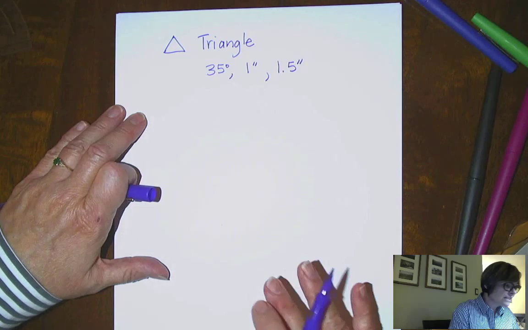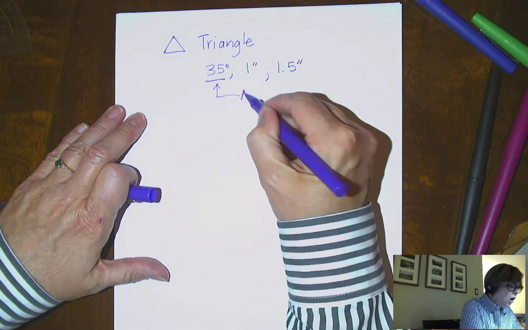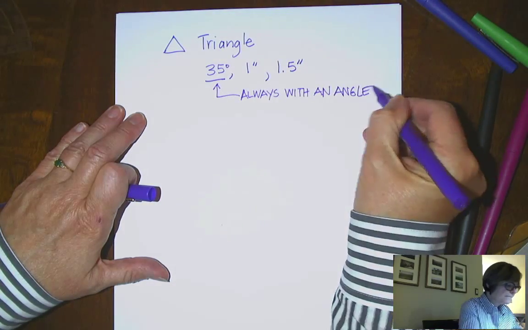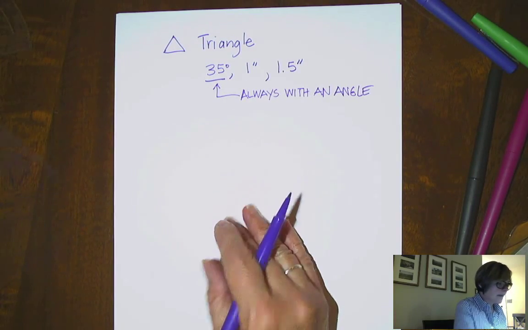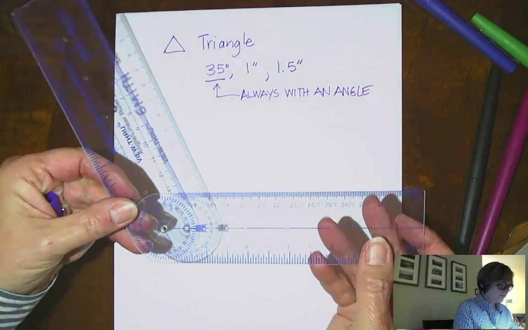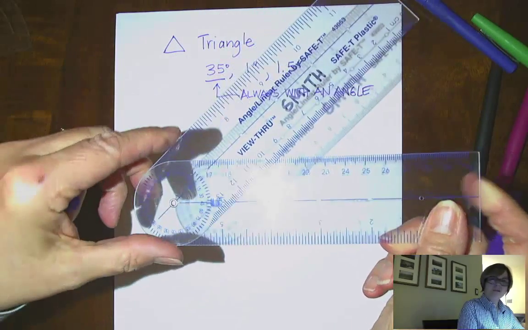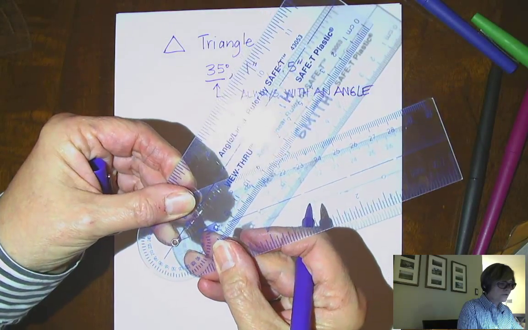Well, the first thing that we're going to do, we always remember to start with an angle. Always start with an angle. Okay? All right, so we're going to start with the 35 degrees. Now, you already know how to make a 35-degree angle. We've already done that, and I'm sure you can do this. So we're going to use our angle ruler. We're going to move the initial side so it reads at 35 degrees.